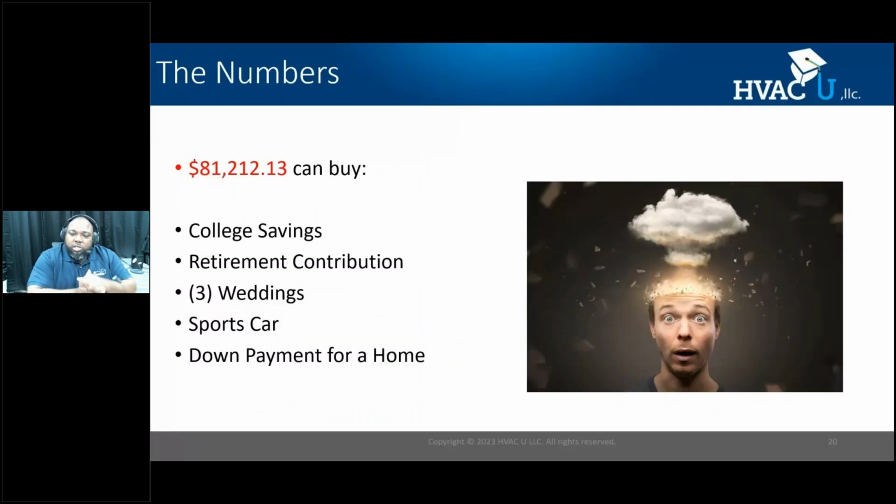All right. So I don't know about you, but $81,000 is a significant investment. You can have a college savings. You can add to your retirement account. It can fund 3 weddings. You can buy your favorite sports car, possibly, and it can be a down payment for a home.